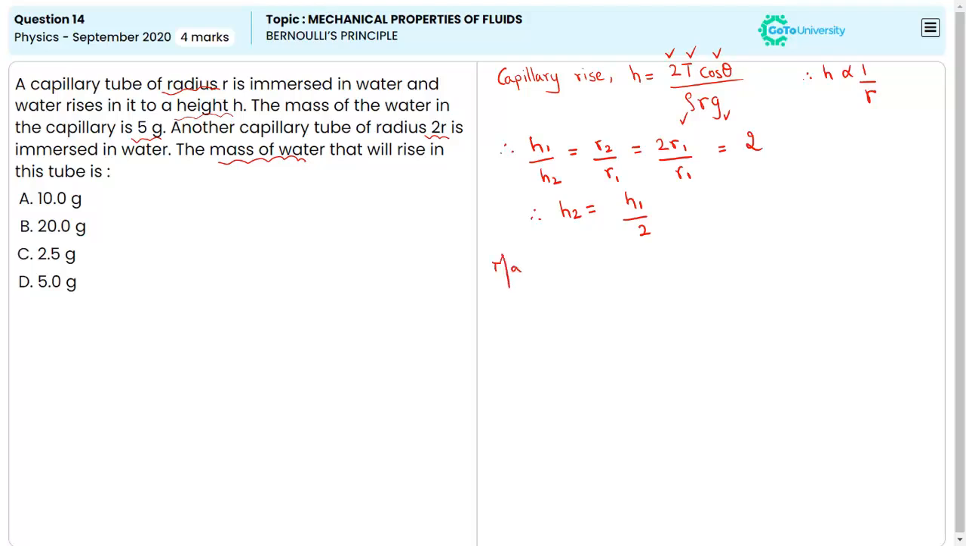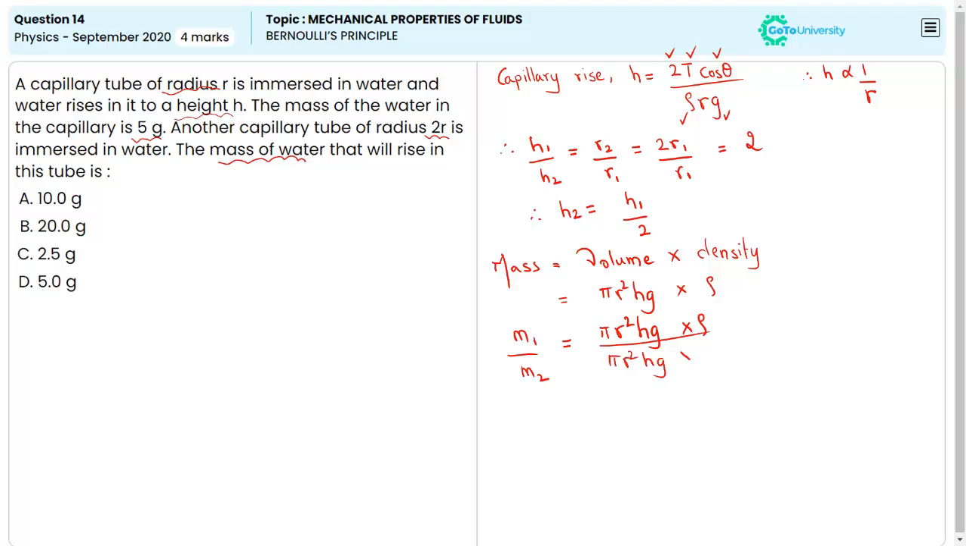We know the formula for mass. Mass equals volume into density. What is volume? Volume is pi r square h, into g multiplied by density. Density is rho. So mass will be m1 upon m2 equals pi r square h g into rho upon pi r square h g into rho. This will be rho 1, this will be rho 2, this one will be h1, this one will be h2, this one will be r1, this one will be r2.